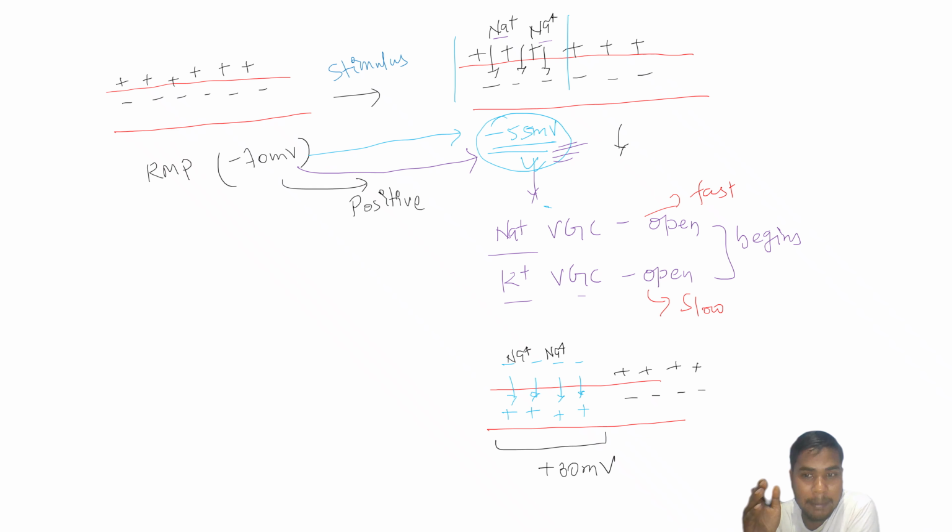This is the stage where the membrane becomes depolarized, right? Why depolarized? Because we already gave the term polarized membrane when the outside is positive and inside is negative, but since the situation is reversing, the outside is negative now and the inside is positive now, that's why the membrane is now depolarized. It becomes plus 30 millivolts.